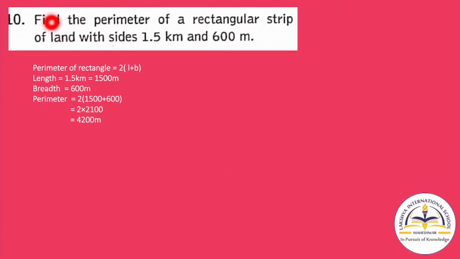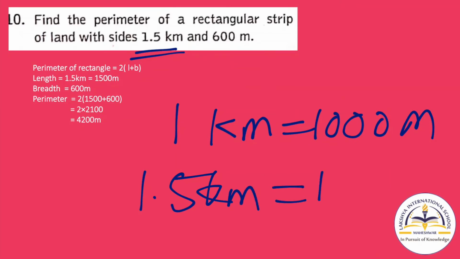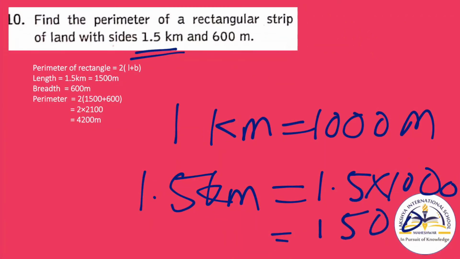Now question number 10. Find the perimeter of a rectangular strip of land with sides 1.5 kilometer and 600 meter. Perimeter of rectangle, we know the formula 2 into L plus B. The length is 1.5 kilometer. So we know in 1 kilometer there is 1000 meter. If here it is given 1.5 kilometer, then you have to multiply 1.5 into 1000. It means 1500. That will be 1500 meter.